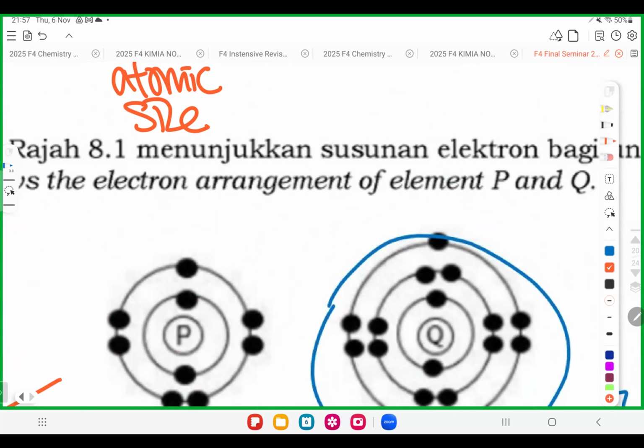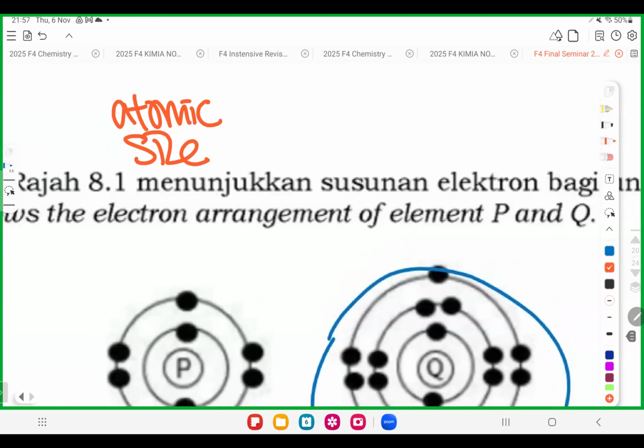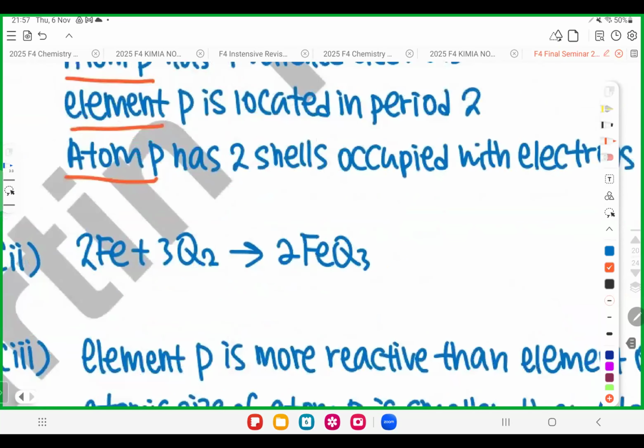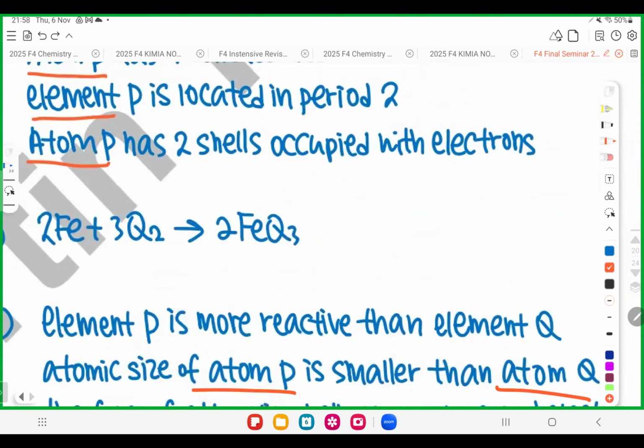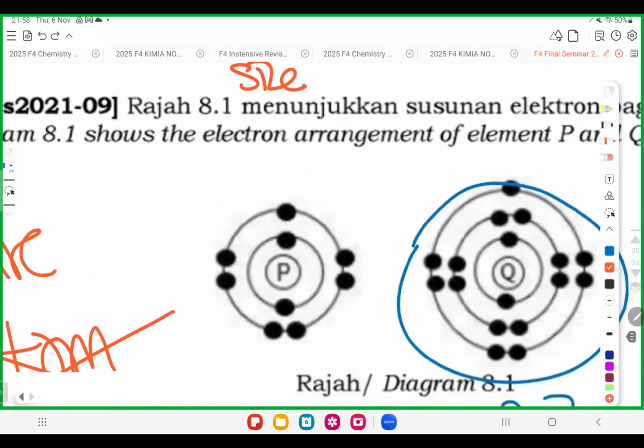But remember, when you give explanation, you must write atom. You can write like this: atomic size of atom P is smaller than atom Q. Can you see that? When I give explanation, I cannot write the word element anymore. When you start giving explanation, the word atom needs to be there. Okay? All right. So atom P is smaller than atom Q.